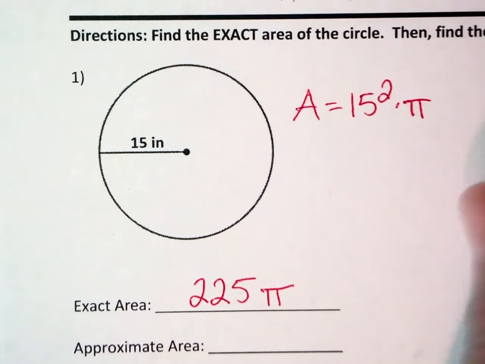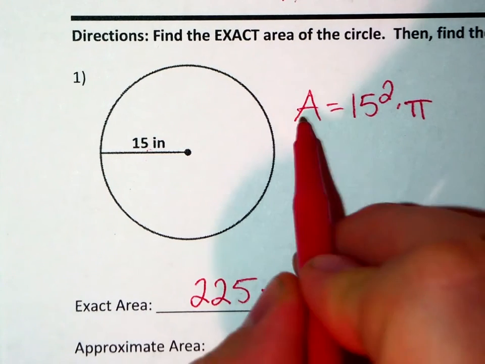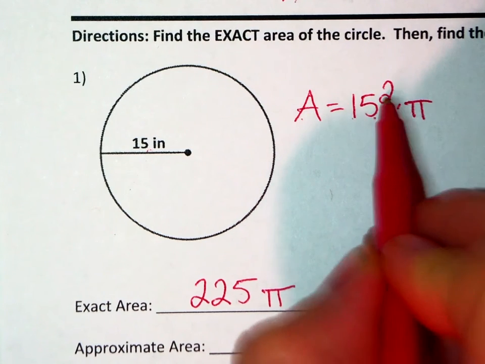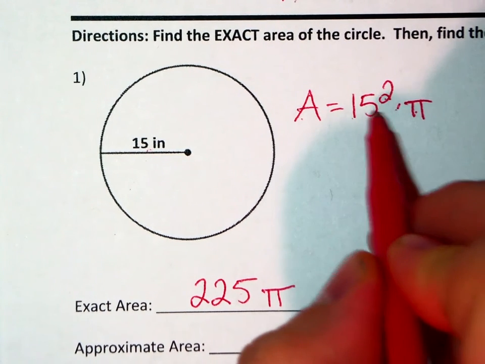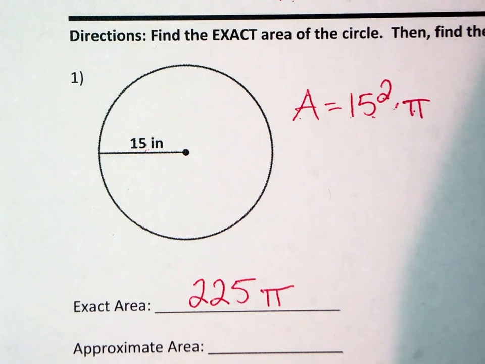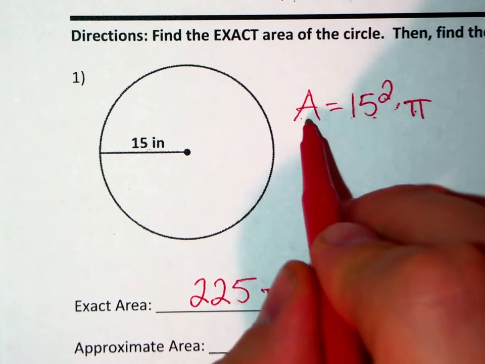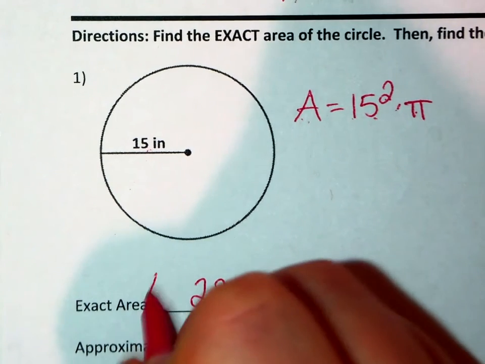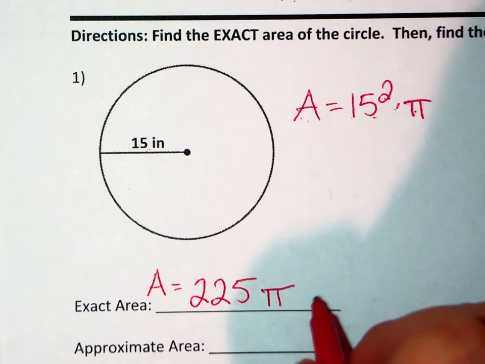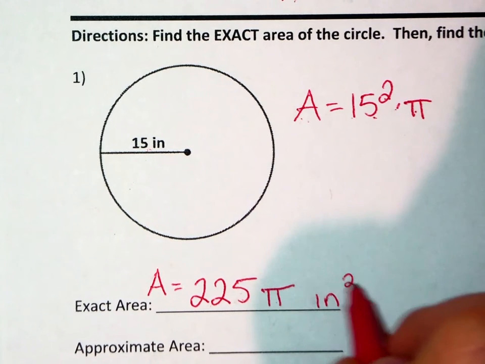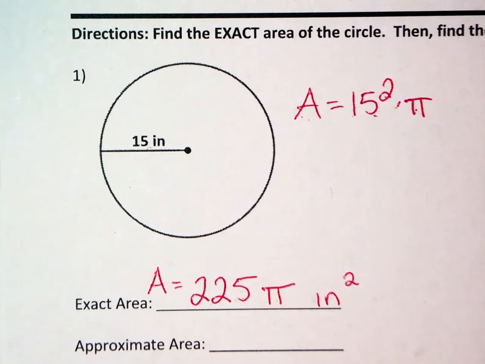So let's look at problem 1 together. We have a radius of 15. So my area equals 15 squared times pi. I simplify this by figuring out what 15 squared is. 15 squared is 225. So my area equals 225 pi inches squared. Because remember, area is always squared. It's two-dimensional.